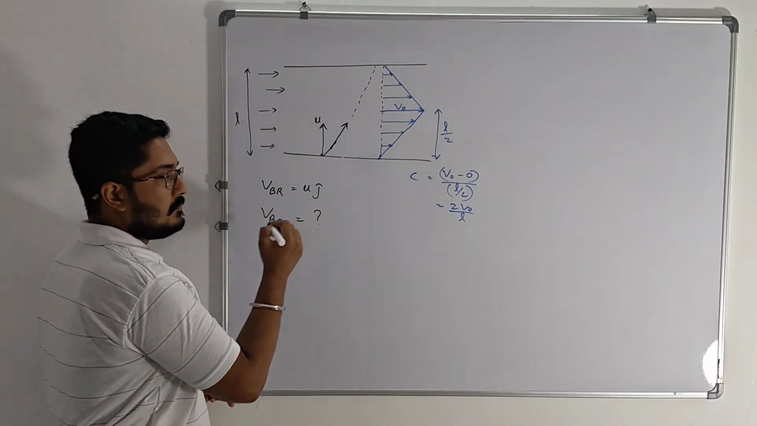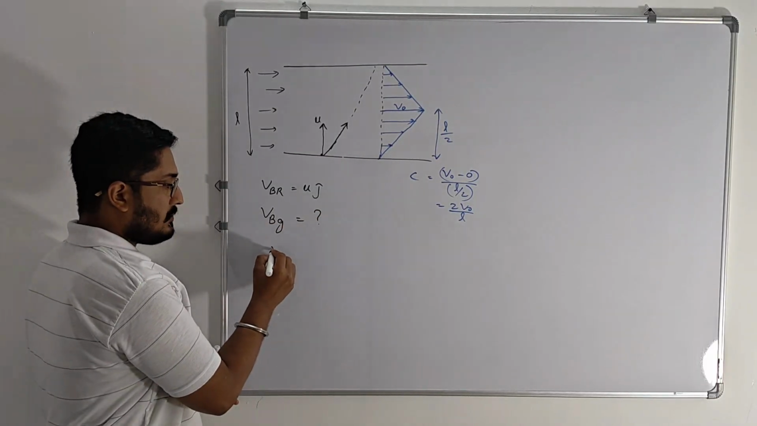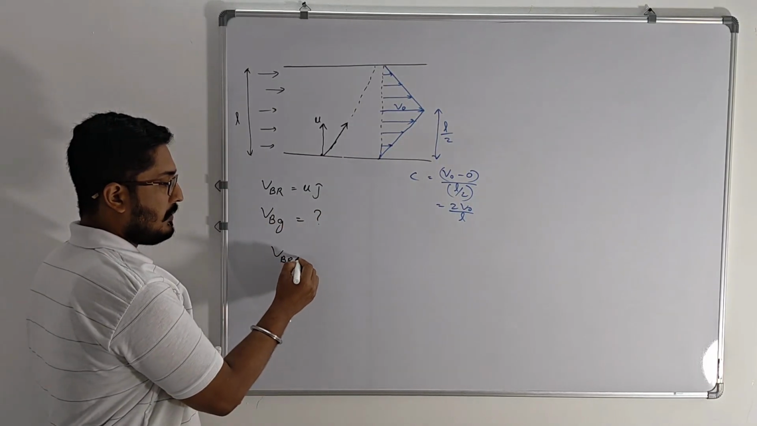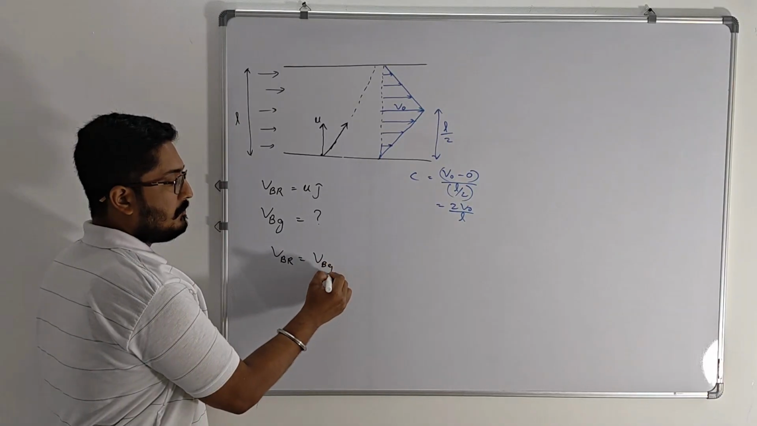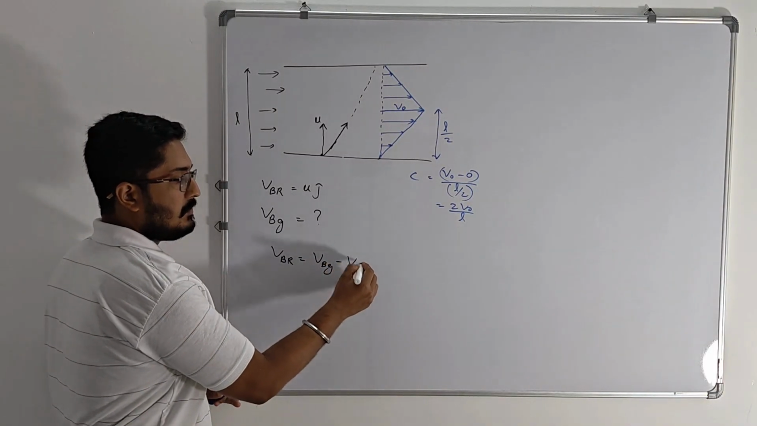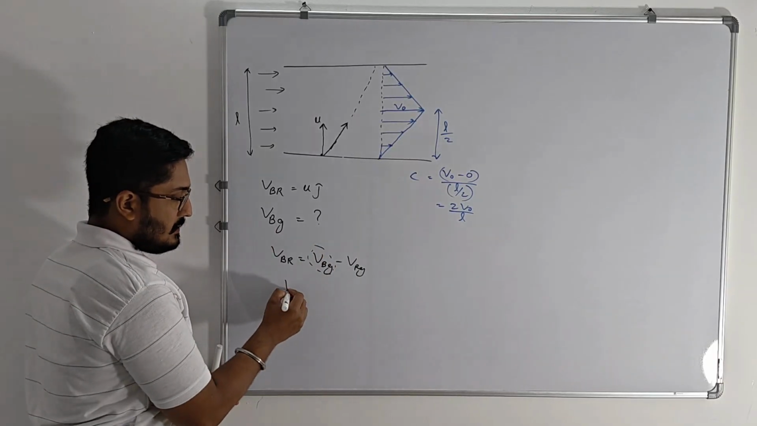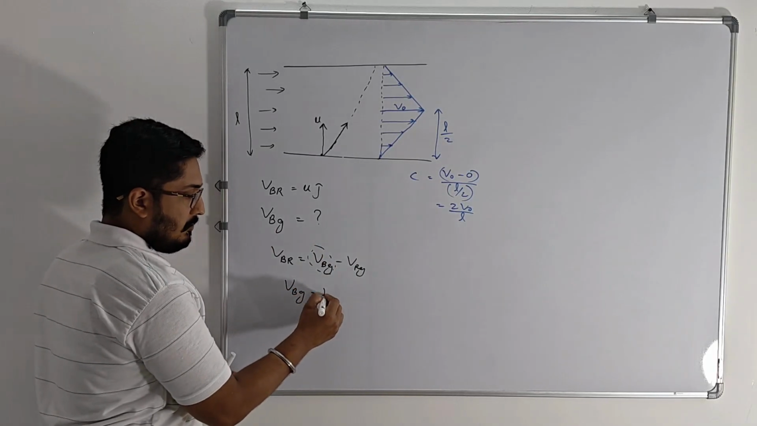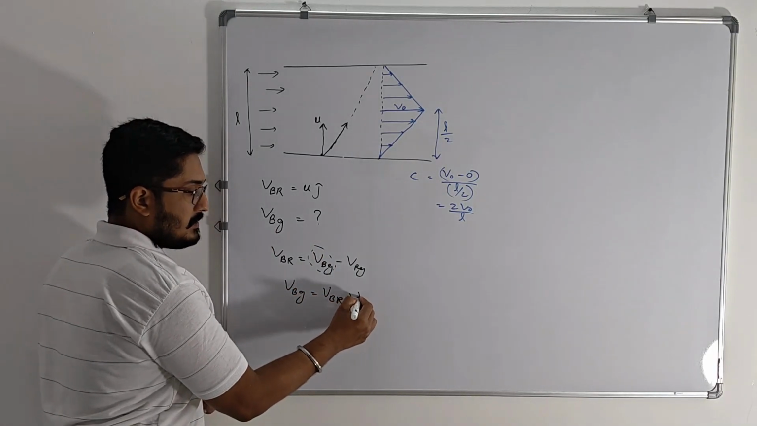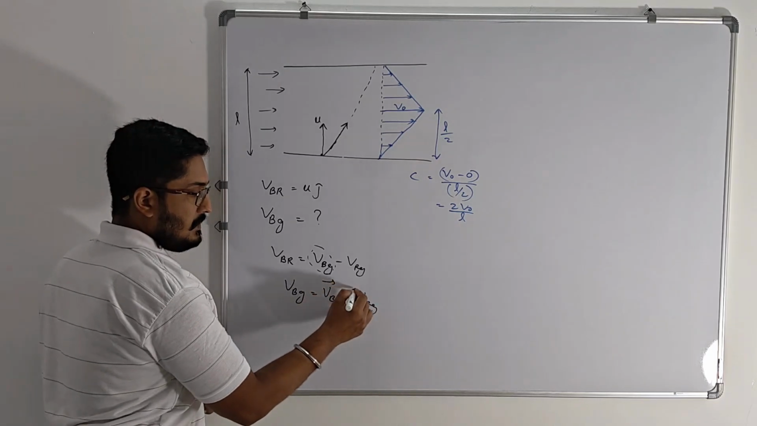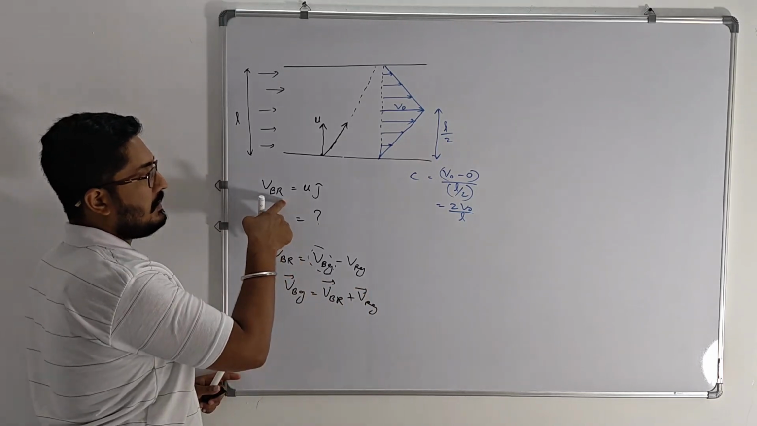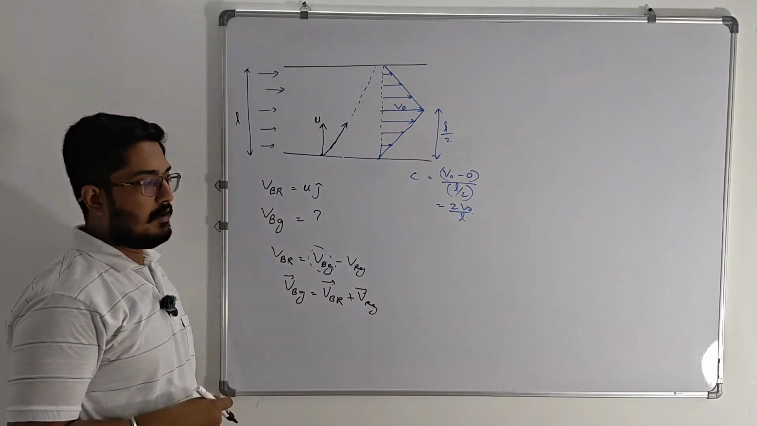I want that. So for that I can use the relative velocity formula. Velocity of the boat with respect to the river is the boat with respect to ground minus the river with respect to ground. I want this value. So can I write VBG equals VBR plus VRG? Now VBR is very simple, u j, a constant value.